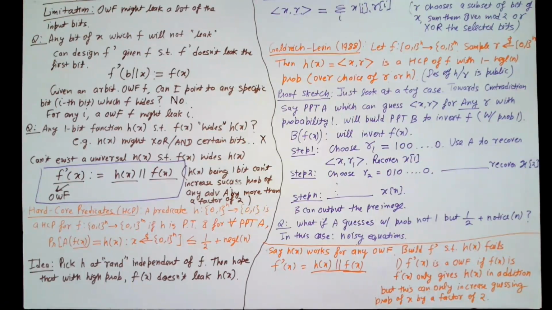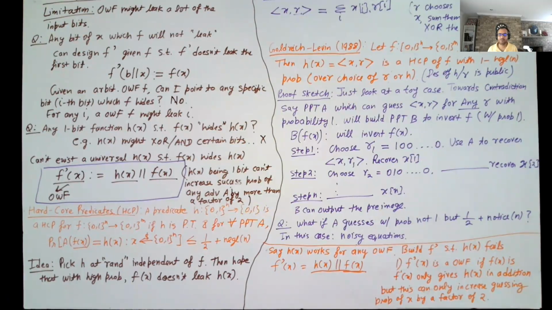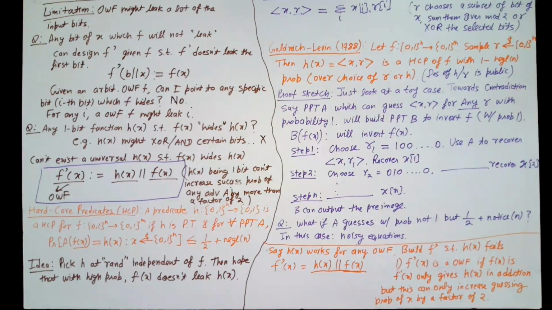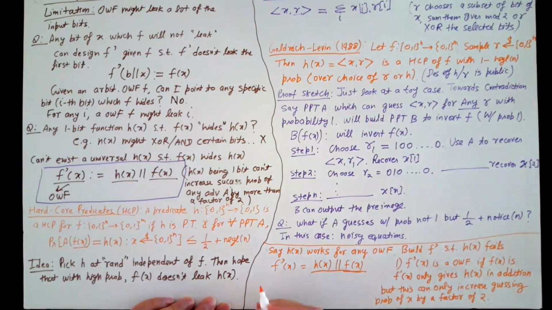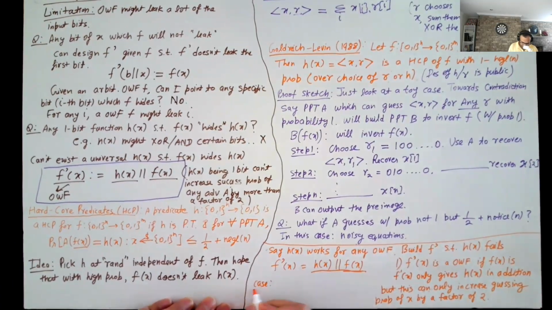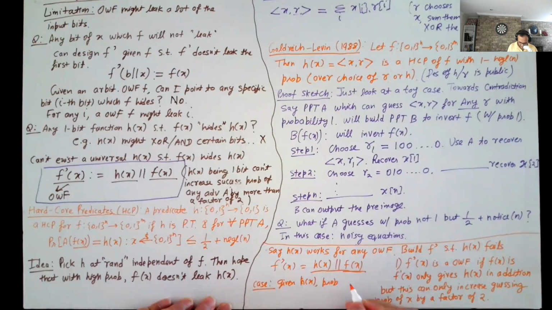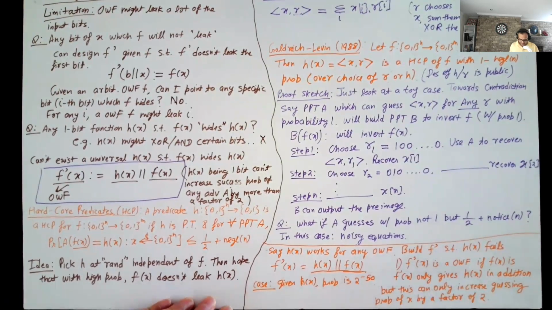Why? Like, how are you saying this statement? I mean, because this one bit is something, if I don't give you, you can anyway guess this with probability half, right? I still don't understand properly. So say case 2, given h of x, your probability of guessing is, let's say it becomes 2 to the power minus 50 suddenly. Now, this is case 2. I hope you can read it.